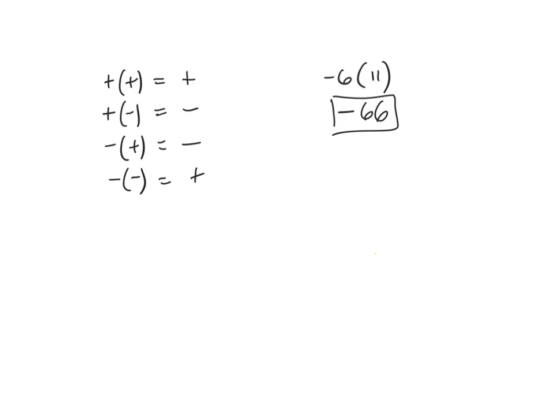Division actually works the same way. Remember, in division you're just undoing multiplication. So if you have a positive divided by a positive, you'll get a positive. A positive divided by a negative is a negative. A negative divided by a positive is a negative. And a negative divided by a negative is a positive. It's as simple as that. I think most of us have already seen this stuff.